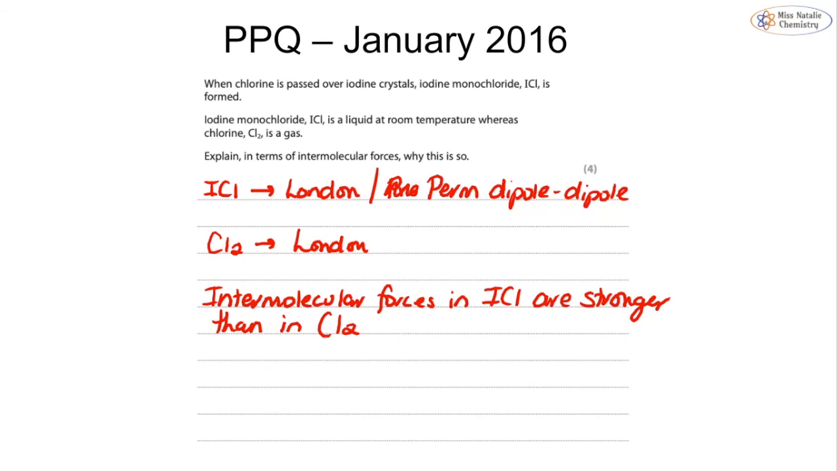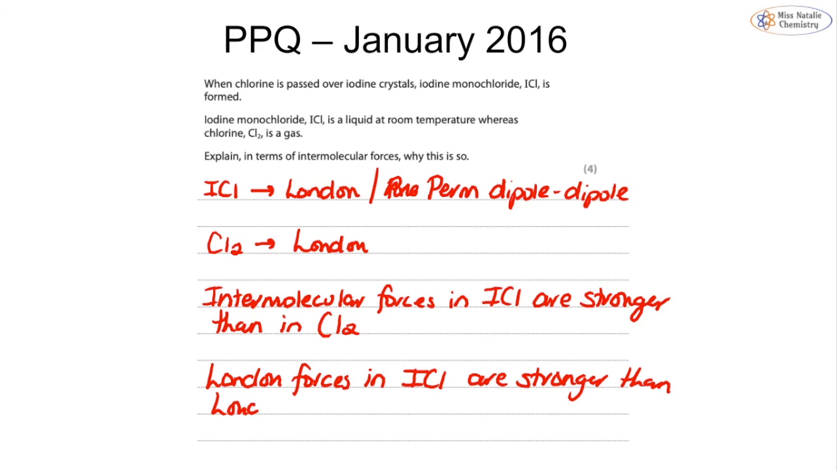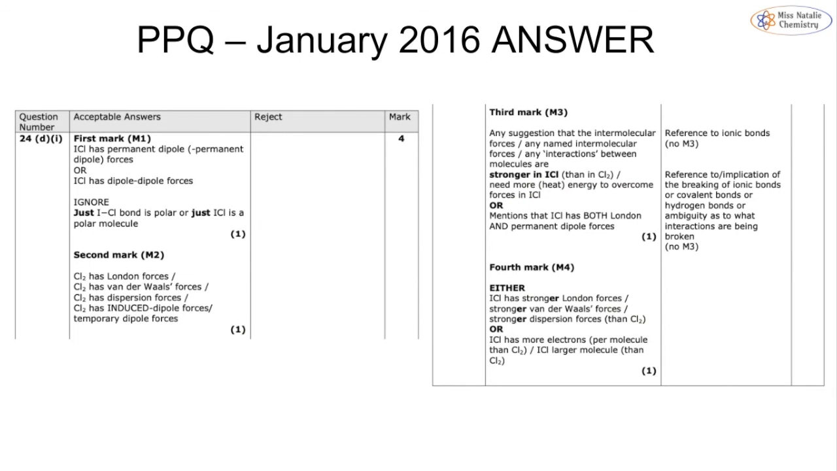There's also the fact that, for the 4th mark, London forces in ICl are stronger than London forces in chlorine, because ICl has more electrons. So it's all about explaining which bonds are stronger, or which one has more intermolecular forces. And that gets you your 4 marks, as you can see from the mark scheme.